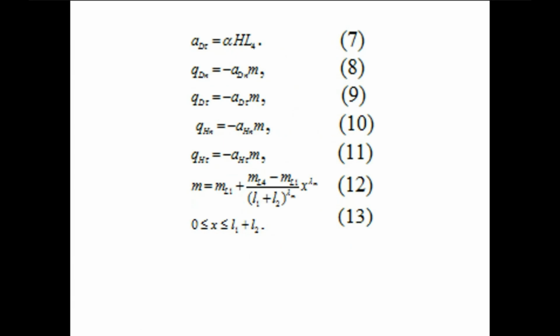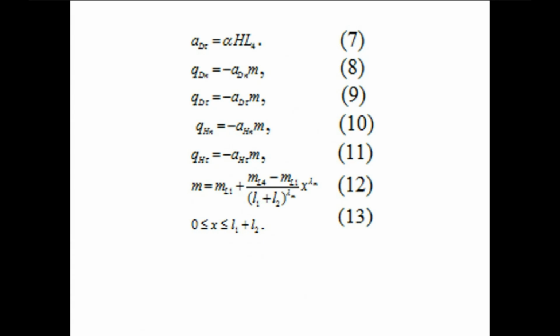The intensities of the distributed inertia loads induced by the accelerations are found by applying equations number 8, 9, 10, and 11. In these equations, m is the mass per unit length of the structure. This quantity, m, changes continuously along the structure length due to the continuous material inhomogeneity.